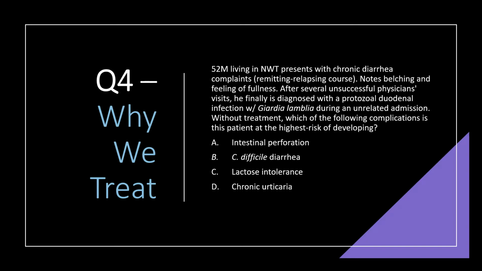Consider this case of a 54-year-old male living in the Northwest Territories who presents with chronic diarrhea, relapsing and remitting, with belching and a feeling of fullness. After several episodes of visiting physicians to no avail, the patient is recognized to have an intestinal infection with Giardia duodenalis during an unrelated admission. Without treatment, which of the following complications is this patient at the highest risk of developing?